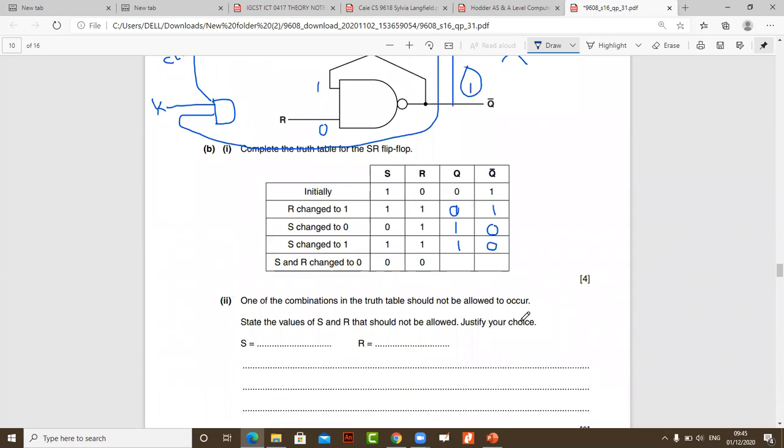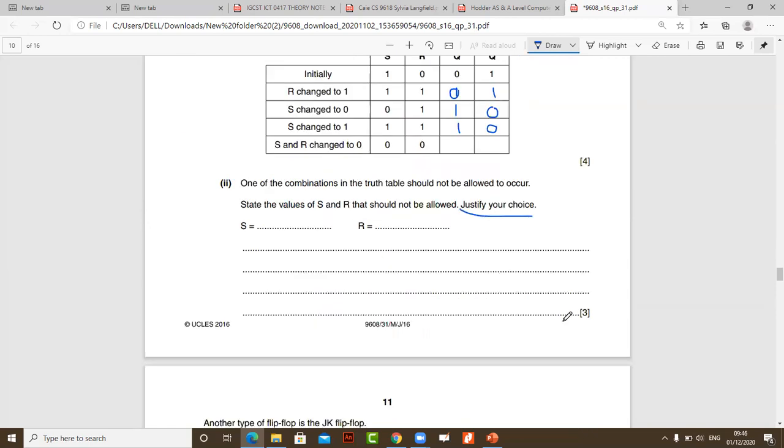One of the combinations in the truth table should not be allowed to occur. State the values of S and R that should not be allowed. Justify your answer. Well, basically this is when S is equal to 0 and R is equal to 0, because this would produce Q equal to 1 and Q inverse equal to 1. Okay, this becomes unstable. The complement of Q and Q cannot be the same. So that is the justification of your choice. This is what I would write. Is it fine? Get the point?